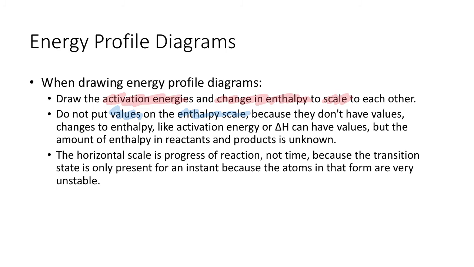And then the horizontal scale is the progress of reaction, not time, because the transition state is only present for an instant. If you were to really have it in terms of time, it'd be reactants, products, transition state, and then all the way back down to products, and so time isn't really a very good indicator. It's actually rather better to say progress of reaction.